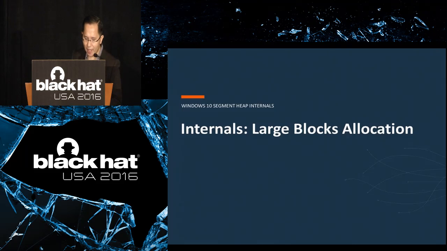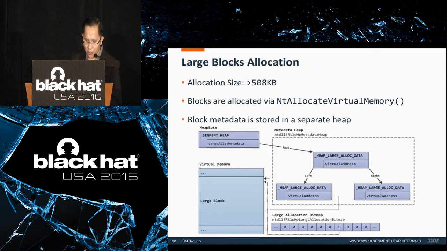And finally, the fourth component of the segment heap, the large block allocation component. The large block allocation component handles allocation requests for sizes greater than 508 KB. Large blocks are allocated and freed using the virtual memory functions provided by the NT memory manager. The large blocks do not have a header at the beginning of each block. Instead, the metadata for each block is allocated from a separate metadata heap. For the heap manager to identify if the block is a large block allocation, its address is marked in the large allocation bitmap here.